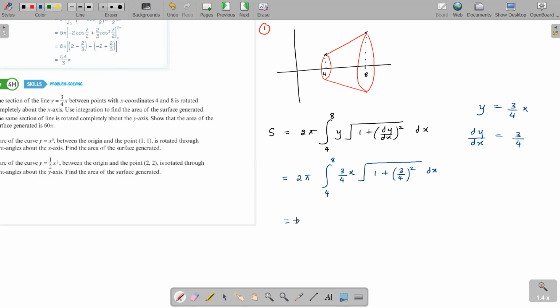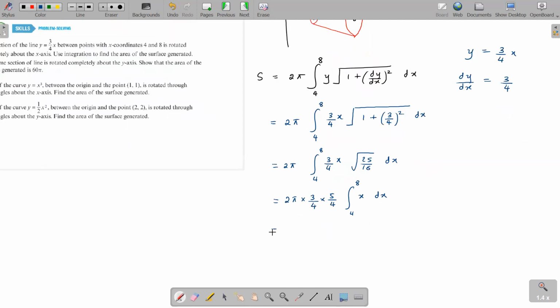With respect to x. So I get here 2 pi times the integral, limits from 4 to 8, 3 over 4x into root of 1 plus 3 over 4 squared. 3 over 4 squared is 9 over 16. 1 plus 9 over 16 gives me 25 over 16, whose root is 5 over 4. Take all these constants out: 3 over 4 comes out, 5 over 4 comes out. Inside the integral, I have x with respect to x.